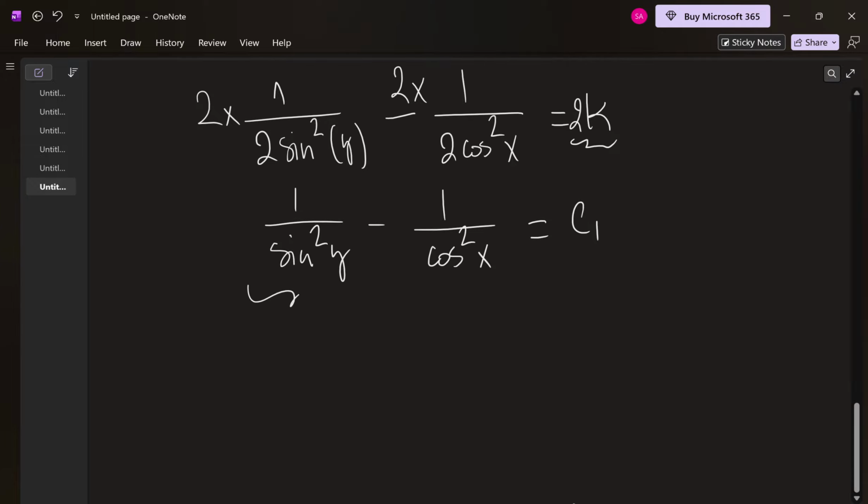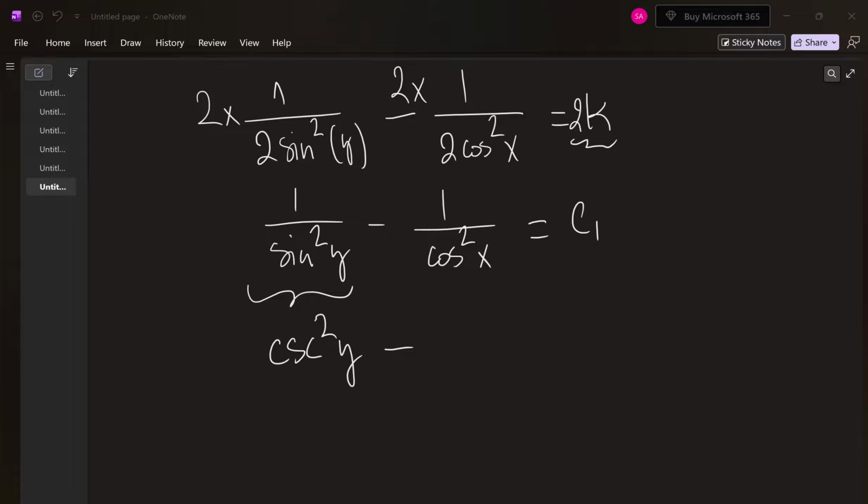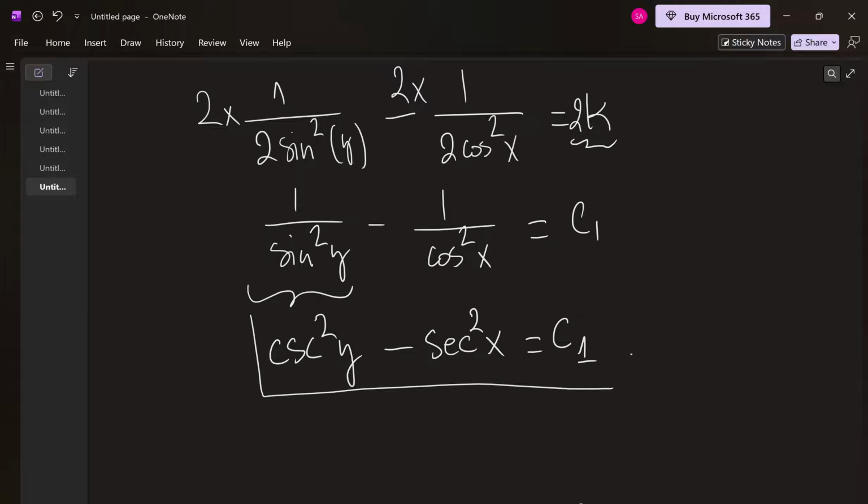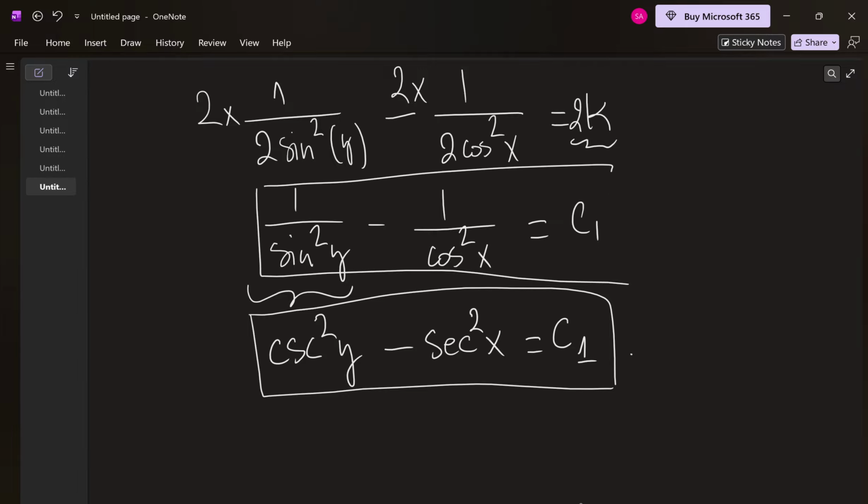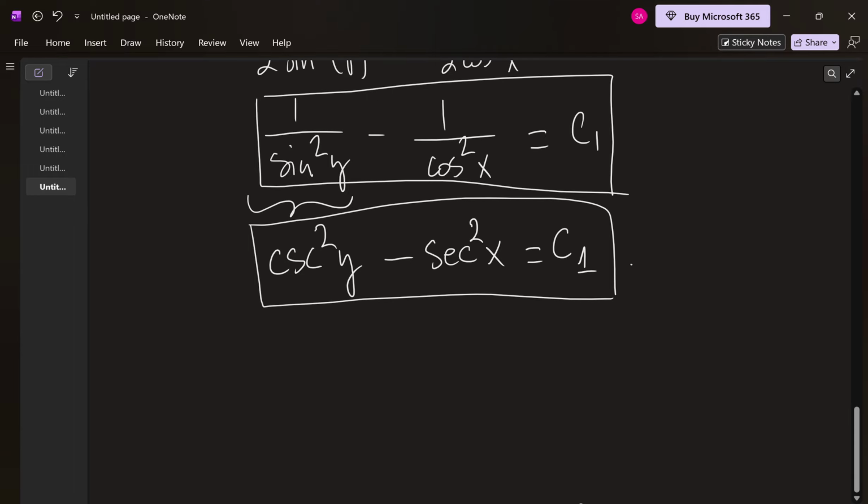And this is actually, what is it? It is the cosecant squared y minus secant squared x is equal to c1. Okay, so this is the solution. If you write it like this or like this, I will consider them both true. So these are the solutions.